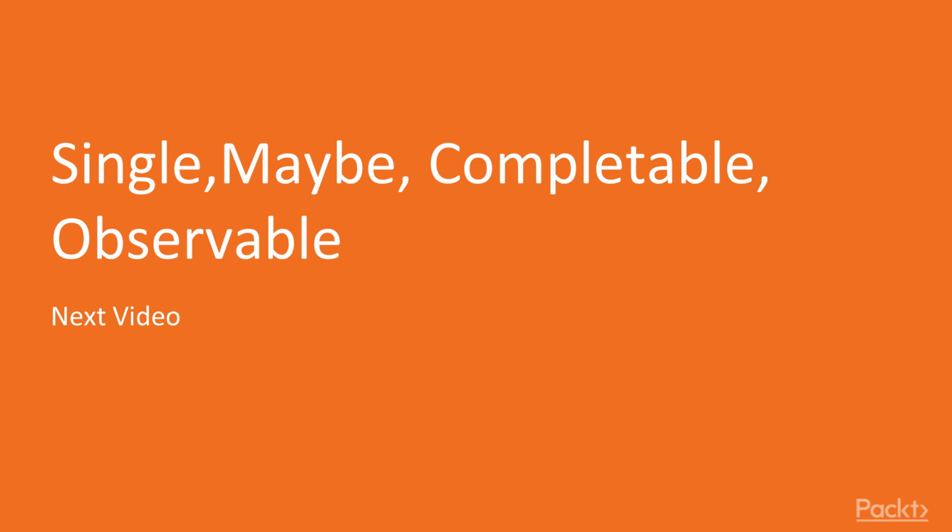So our next topic is going to be the different types of observable: single, maybe, completable, and observable.